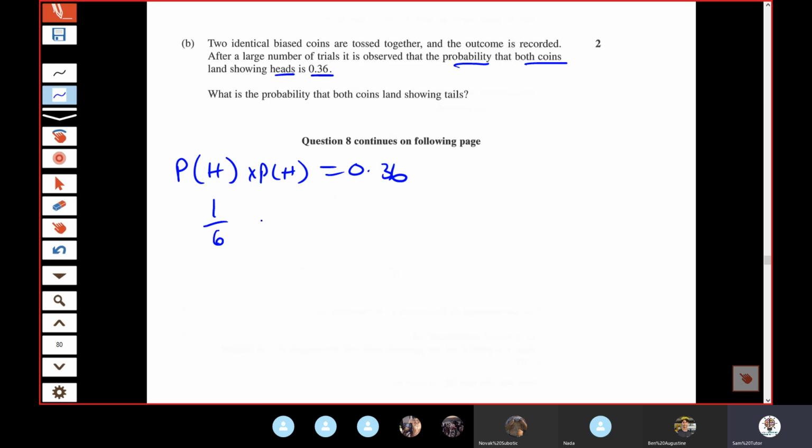Well, 1 on 6. No, sorry. Root 0.36. It's 0.6. That's what I was hoping for. 6 out of 10, or 3 out of 5. That's what it is. 3 out of 5 times 3 out of 5 equals 0.36. So the probability of a head equals 3 out of 5.